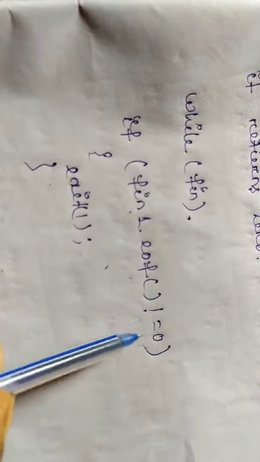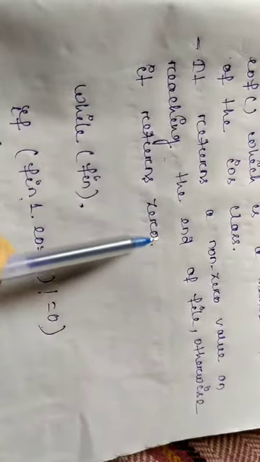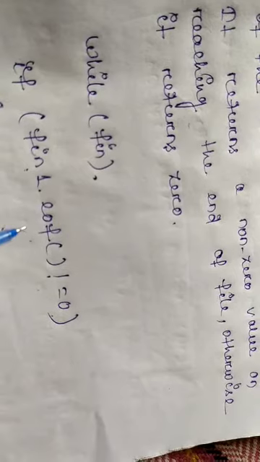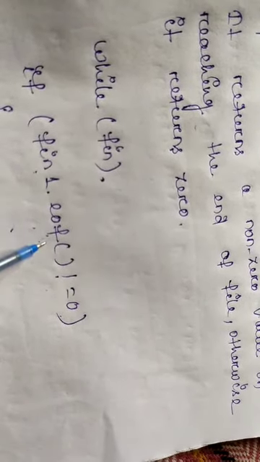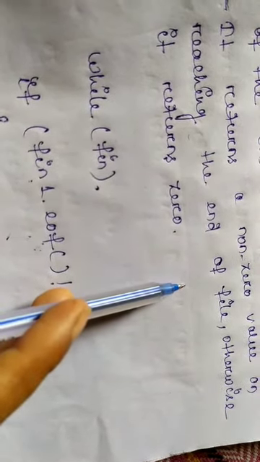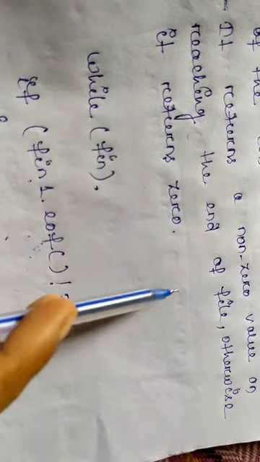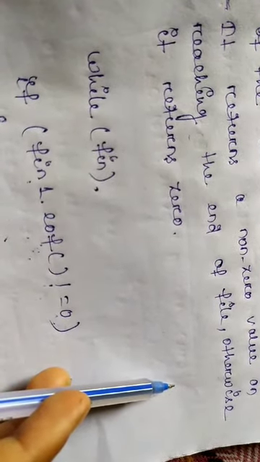If it is not equal to 0, that means it is the end of file. As we have discussed, if it returns 0, then it is not the end of file. If it is not 0, then it is the end of file. So in a program you have to implement this function.